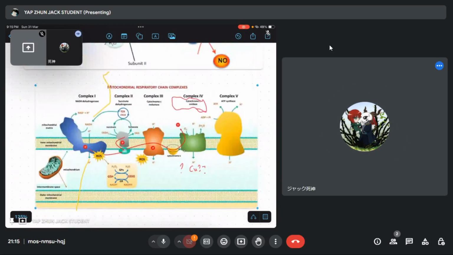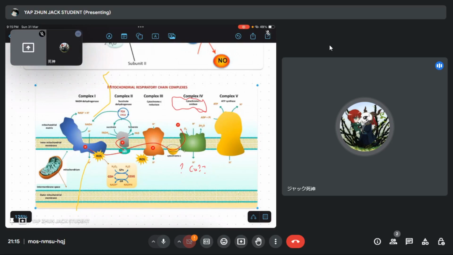I will call it ETC. In long term, we call it respiratory electron transport chain. Actually, it occurs in the mitochondria. In here, we saw that we have complex 1, complex 2, complex 3, complex 4, and complex 5. Complex 5 is also known as ATP synthase.